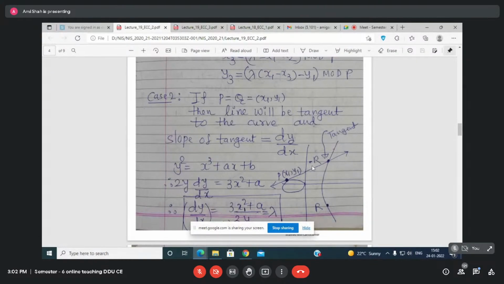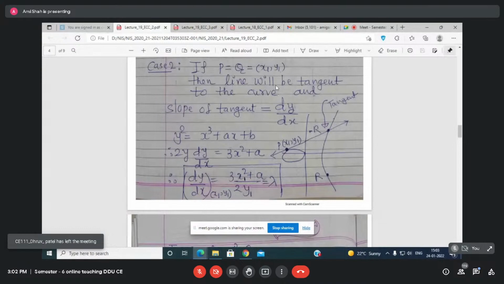All of you know the formula y square equals x cube plus ax plus b, right? So how to find this derivative? y square becomes 2y into dy by dx equals x cube, which is 3x square, plus a, and the constant is 0. So you get the value of dy by dx with respect to coordinate x1, y1. I can write it this way: 3x1 square plus a divided by 2y1 equals lambda. So you have to remember how to calculate the lambda.